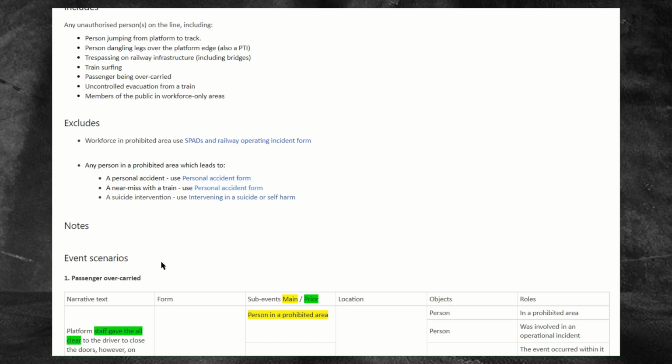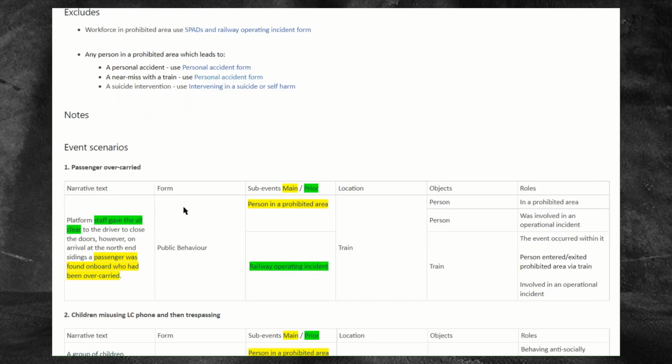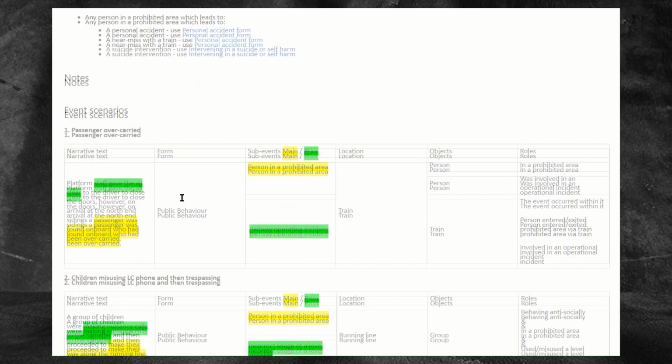Then finally, we have a list of event scenarios which explain and show you best practice in terms of how to enter particular types of events.